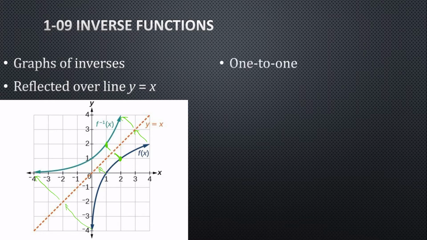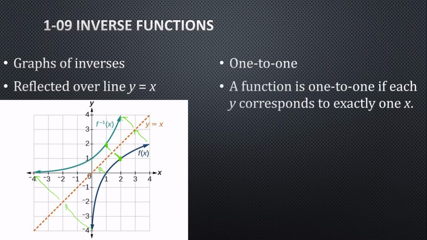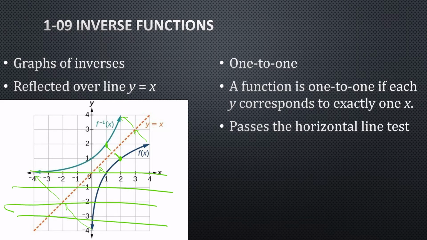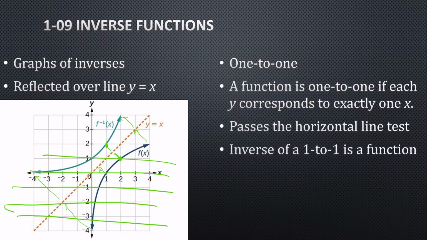A function is 1 to 1 if each y corresponds to exactly 1 x. So these functions are 1 to 1. They pass the horizontal line test. So any horizontal line only touches each function once. If it's a 1 to 1 function, the inverse will also be a 1 to 1 function.